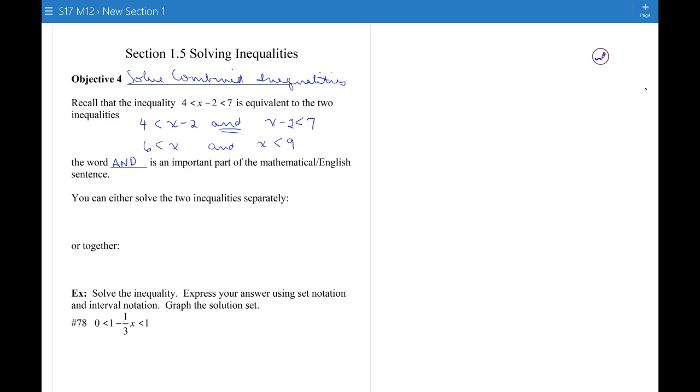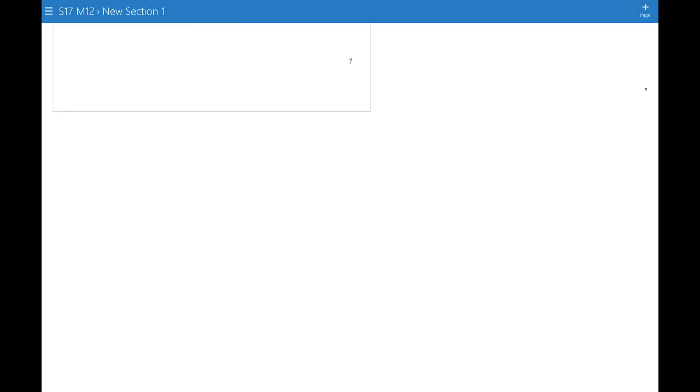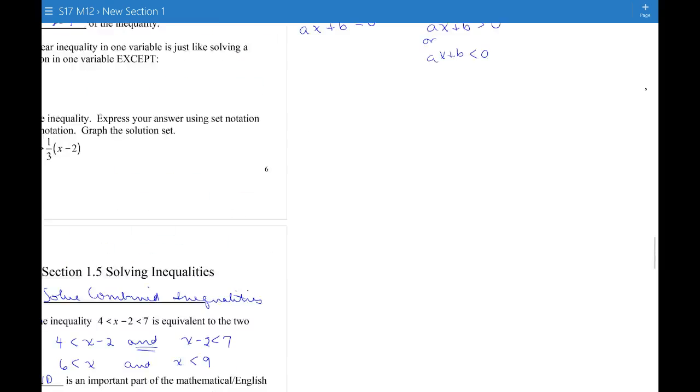So you can either solve the two inequalities separately and get x is between 6 and 9, or you can do it in one step by thinking of this as having three parts and saying add 2, add 2, add 2. So you're trying to get x by itself in the middle, and you get the same result. So let's look at this example in class together, and then we'll be good to go on this section.